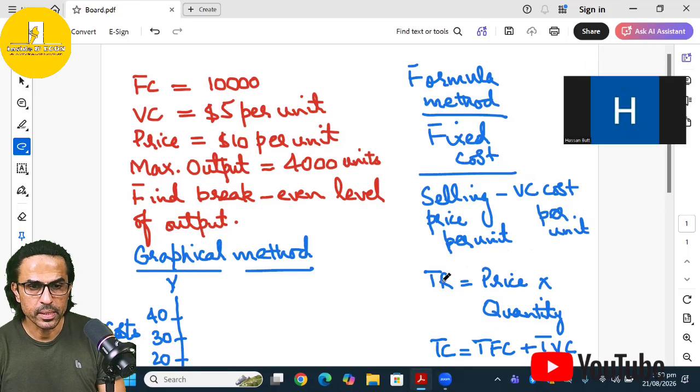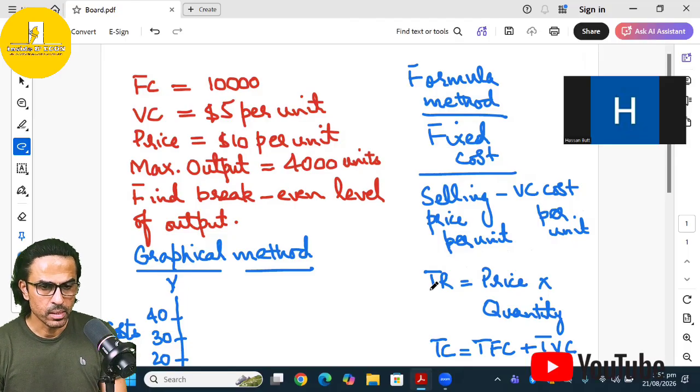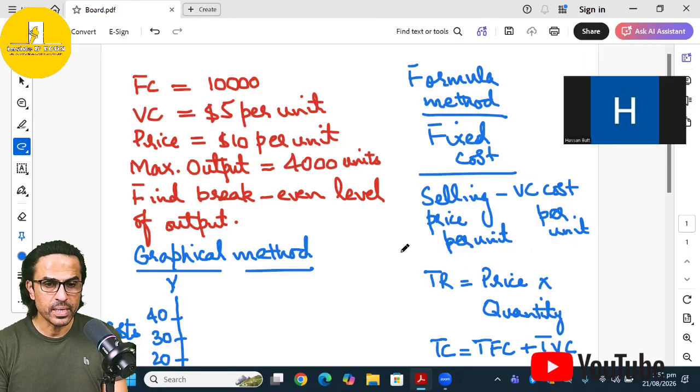Now, you can see the data which is given there. In the question, fixed cost is 10,000, variable cost is $5 per unit, price is $10 per unit, maximum output is 4,000 units. And now we need to find out the break-even level of output using formula method as well as graphical method. So first, let's put the values using the formula.